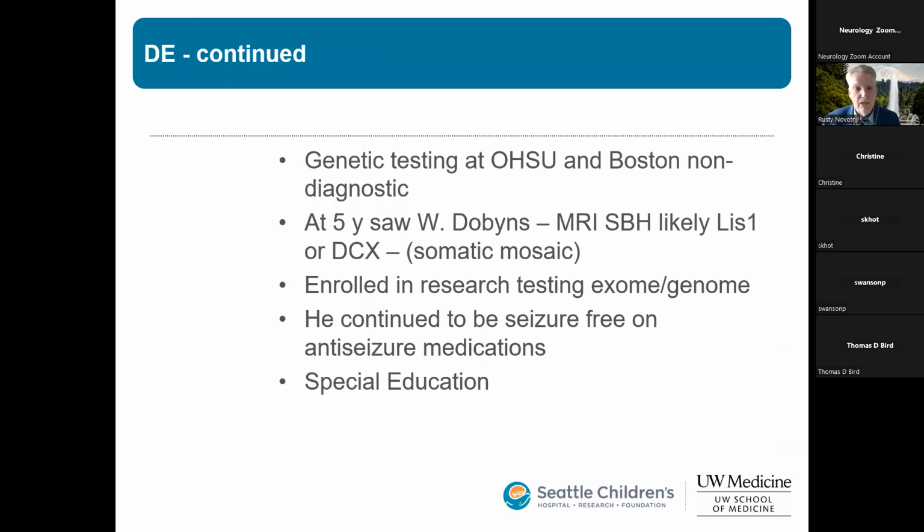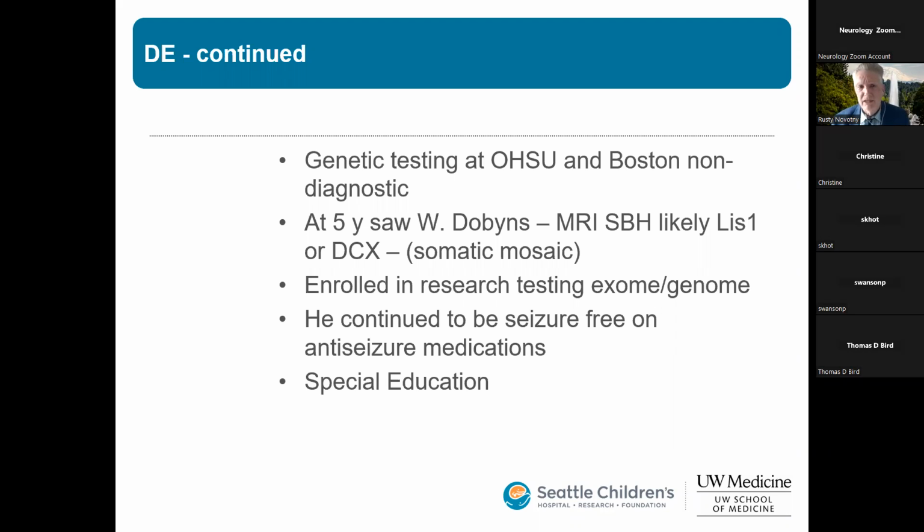So he underwent genetic testing in Oregon and also in Boston. When he was 5, he saw Bill Dobyns, who's one of our neurogeneticists here, who felt that he likely had one of the underlying genetic causes of this condition, which is either LIS1 or DCX. And most likely it was a somatic mosaicism because he had a relatively mild phenotype. He was enrolled in a research testing, and he continues to be seizure-free. He continues to make significant developmental progress, and he is in a special education setting.